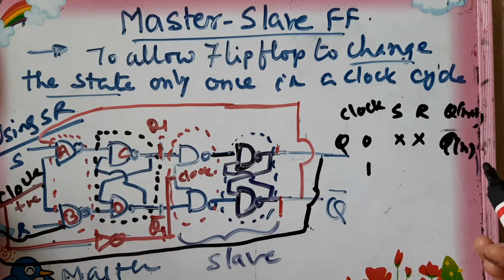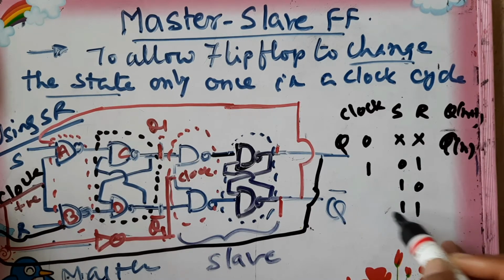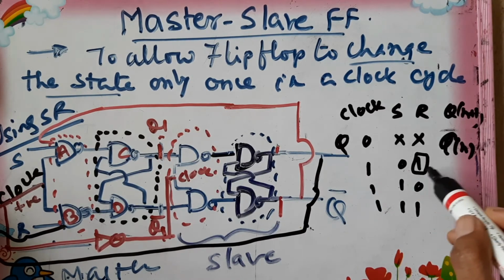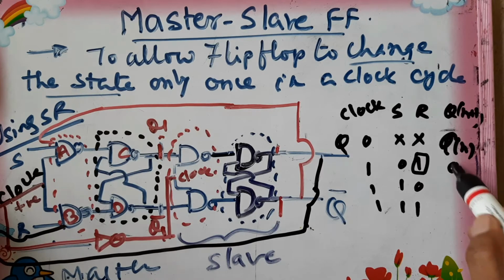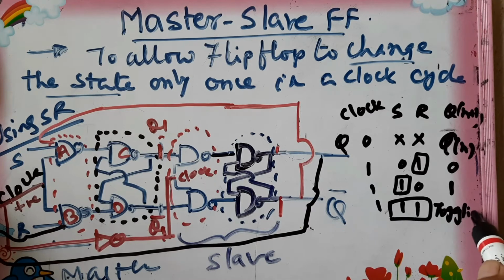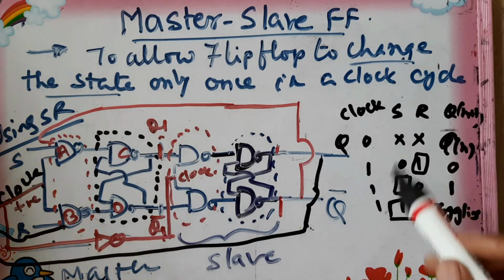Now when clock becomes 1, 0 1, 1 0, 1 1, in that combination if my R is active, it will reset. If S is active, it will set the output, and this is toggling. So when this master is active, at that time it will follow this configuration, this truth table.